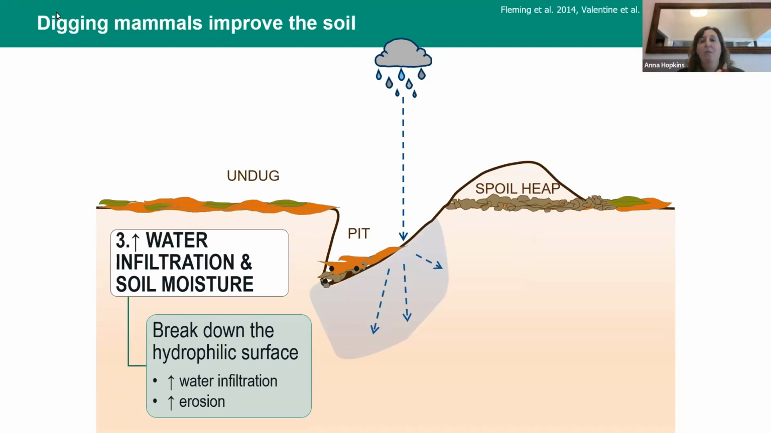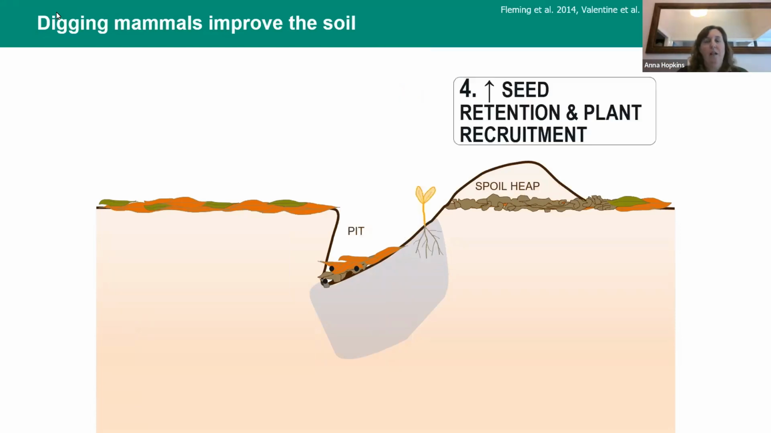The pit itself can break the hydrophobic layer on the surface of the soil that's really common in a lot of our Australian ecosystems, and allow that moisture to infiltrate into the soil much more easily. As well as that, there's also been some great work that shows that those pits can also act as nice seed beds for seed retention and plant recruitment. So that increased moisture in those pits and also the increased organic matter means that they're great areas for seedling recruitment too.